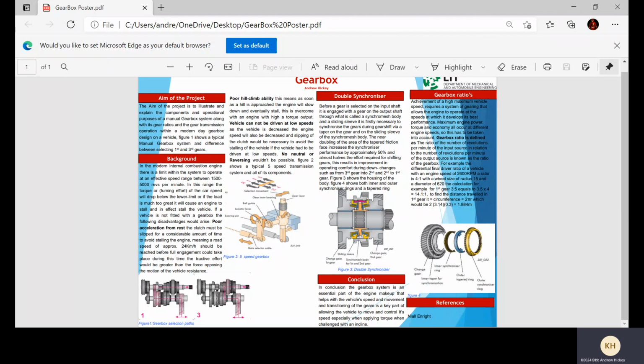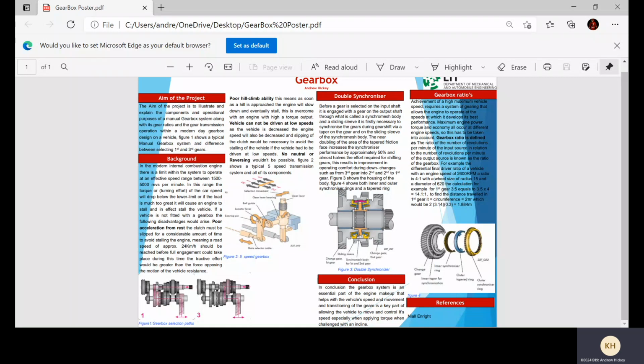In figure 1, if we focus on the arrows, we can see the path in which the gear is selected between the first and third gears. We can see it's different compared to each other.